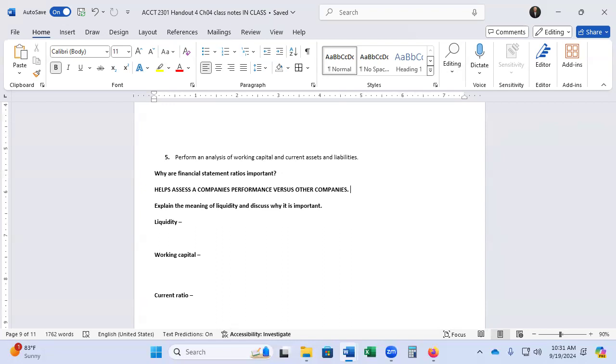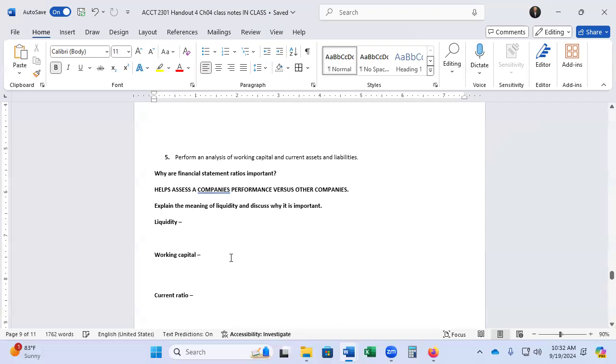And they also let us compare the company year over year. And so for a company like Apple, what you want to be able to do and look at is to say, are these ratios getting better? Or are they getting worse? Are they the same, et cetera? But they really help us assess the company performance.